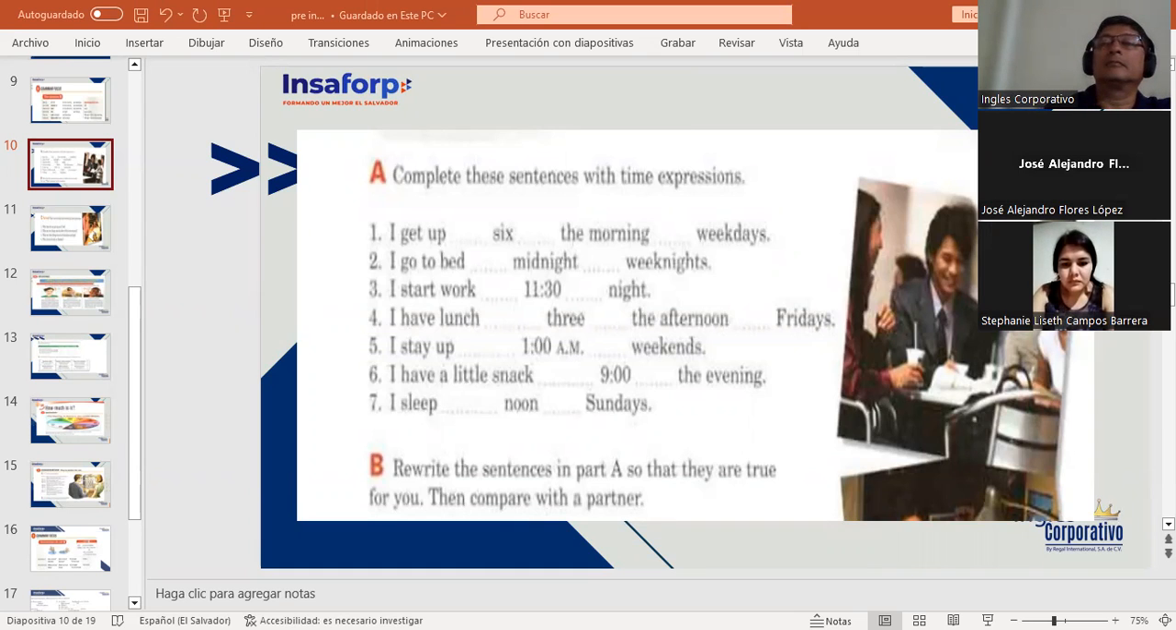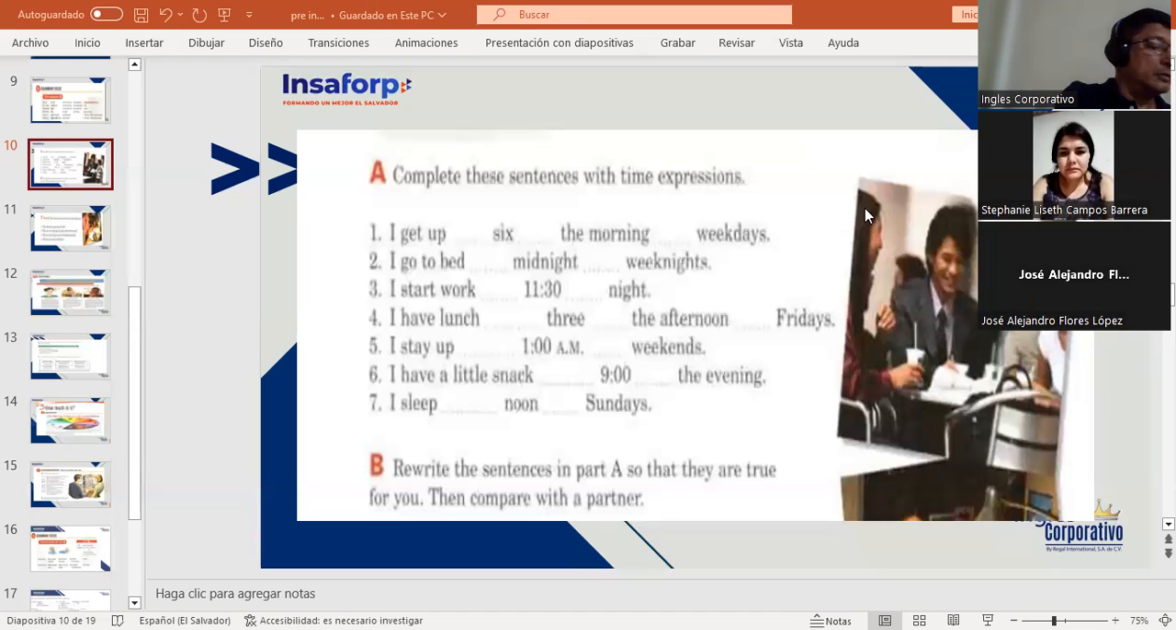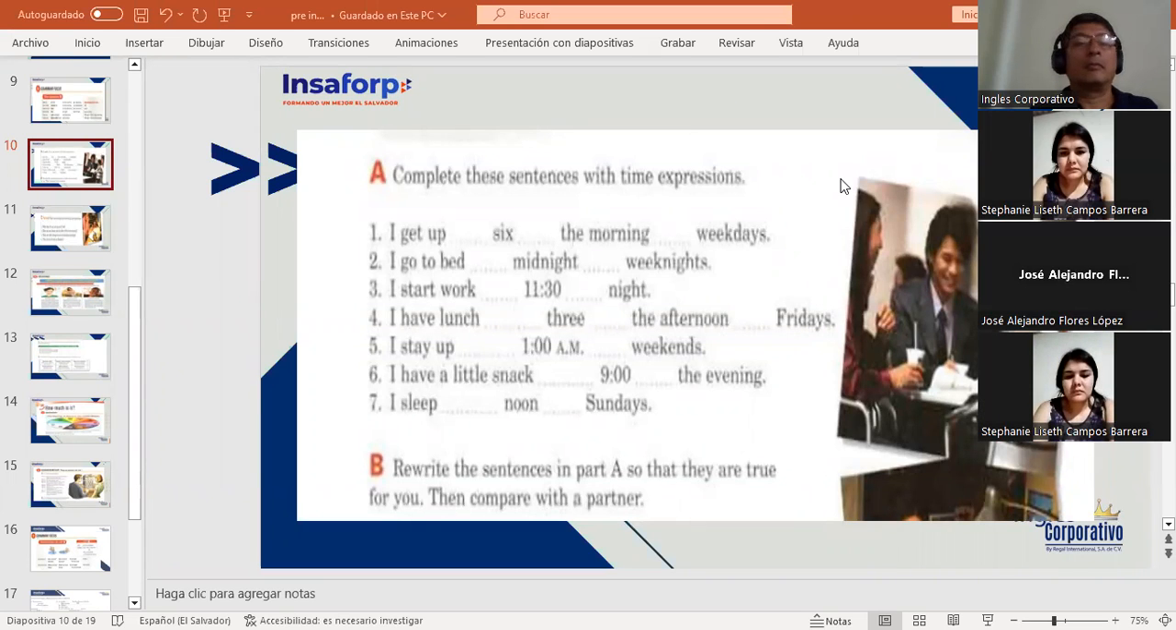What happened, Stephanie? Teacher, me sacó de la plataforma. I'm sorry. Ahorita le ayudo. Bueno. Okay, okay. Gracias. Su señal debe ser. Again.